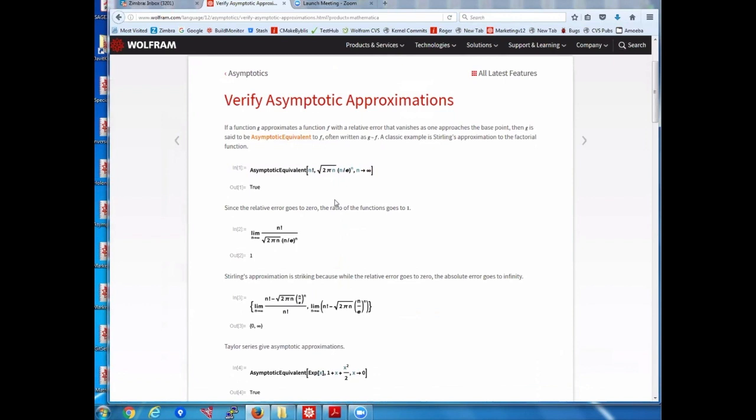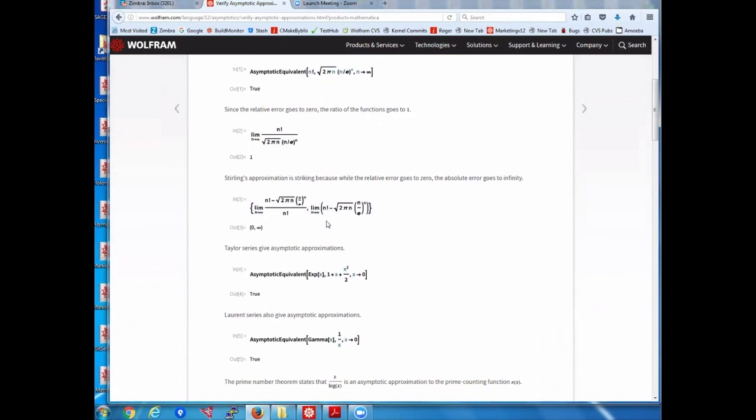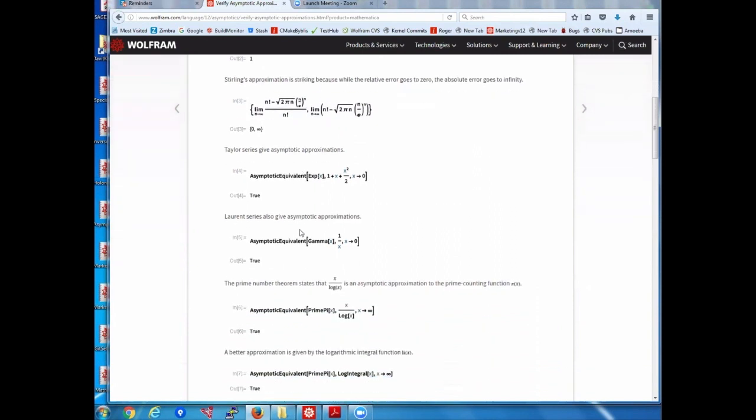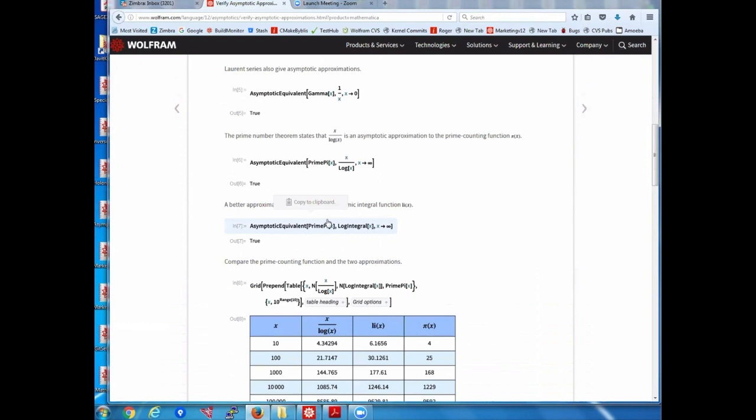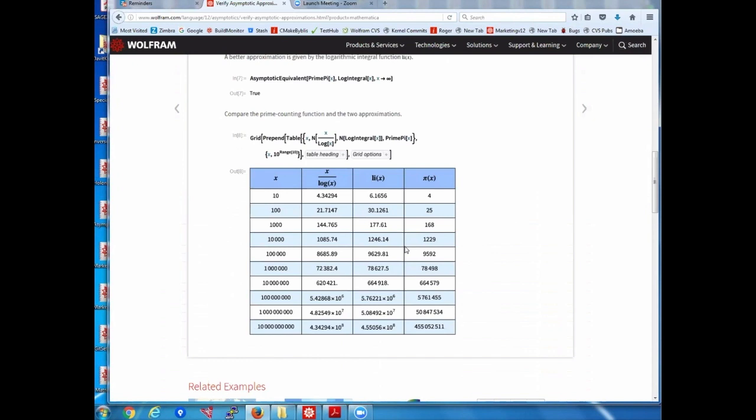So when you say equivalence, you mean that the ratio of things becomes 1 as you go to infinity. That doesn't mean that the differences become small, but the actual error, the relative error, becomes very, very small. And you also have the prime number theorem with lots of different ways of approximating the prime pi function, and a numerical table over here to show you how nice the approximation is. So asymptotics is really very powerful and versatile, a wonderful way to explore our universe.